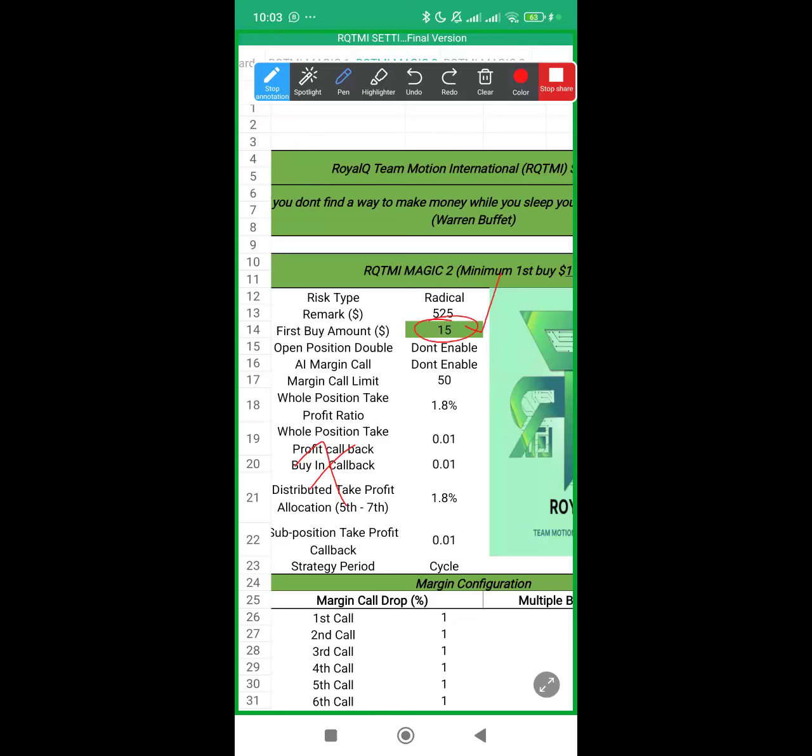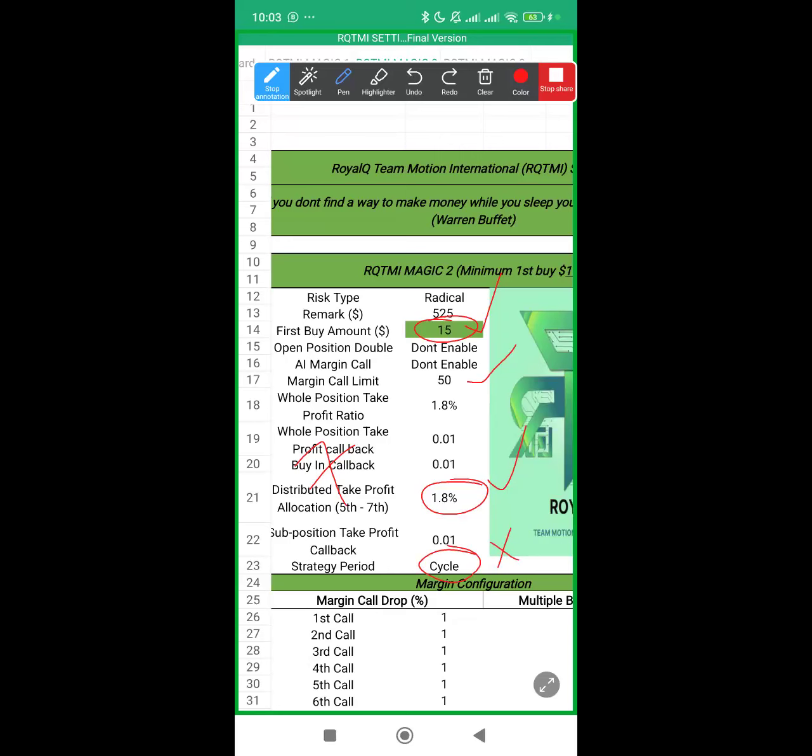The next is the margin call limit. The margin call limit here is 50. You will make it 57, because you want it to open an extra 50 columns for you. So you edit and change it to 57. The next is your distributed take profit allocation. You change everything there to 1.8%. Please take note, ignore this, it is already on one shot. You don't need to do anything here. Leave it the way it is.